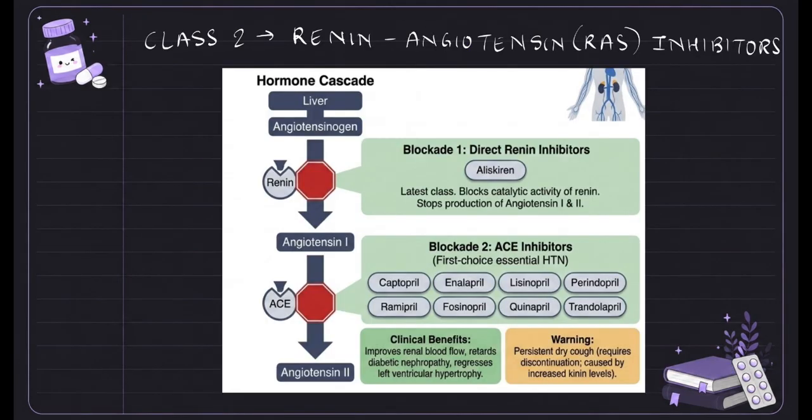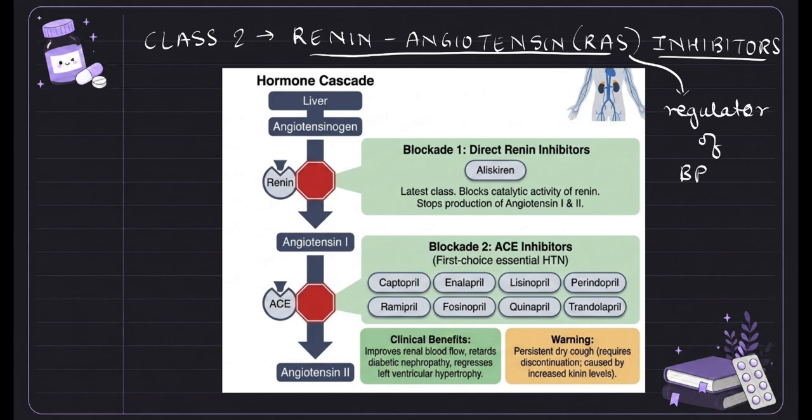This brings us to Class 2, the renin-angiotensin system inhibitors, or RAAS inhibitors. This system is a major regulator of blood pressure. The latest class here is the direct renin inhibitors. Aliskiren represents this group. Aliskiren works by blocking the catalytic or chemical triggering activity of renin right at the very start. This completely stops the production of angiotensin I and angiotensin II.